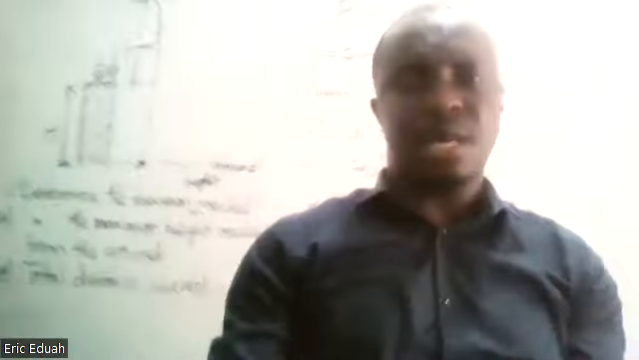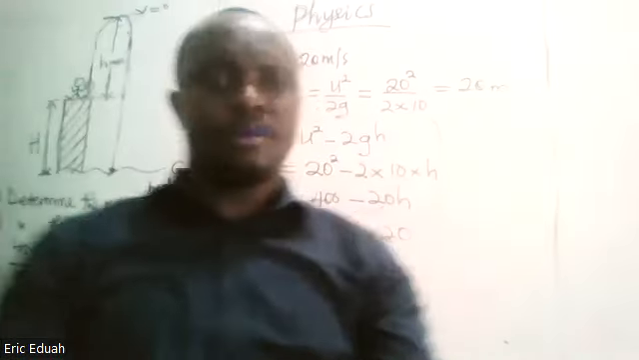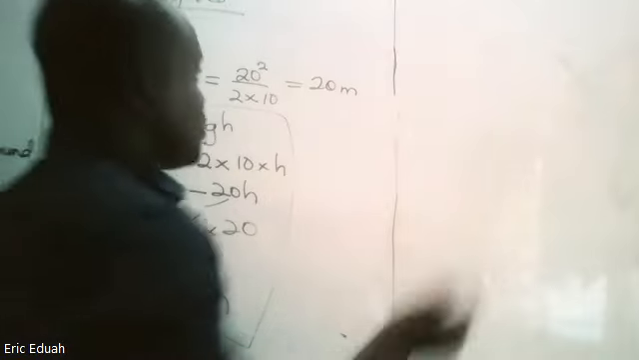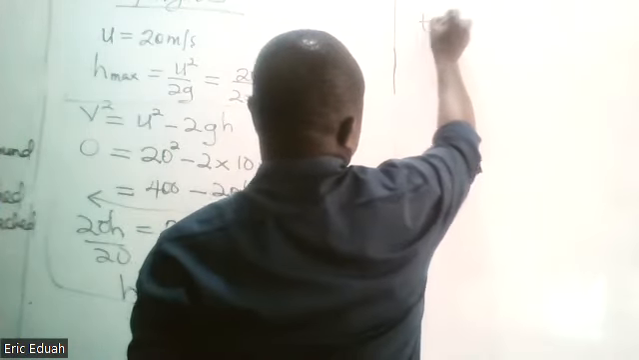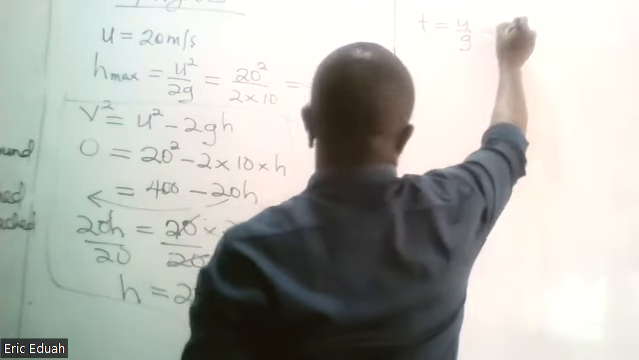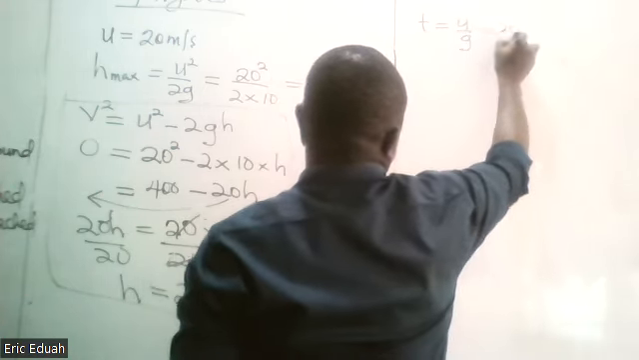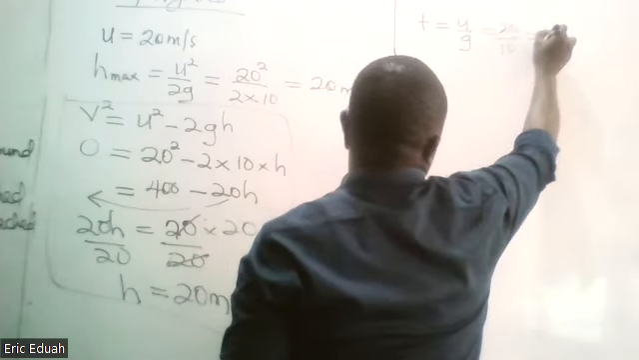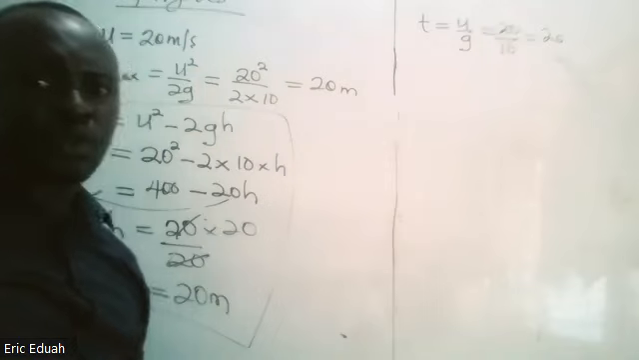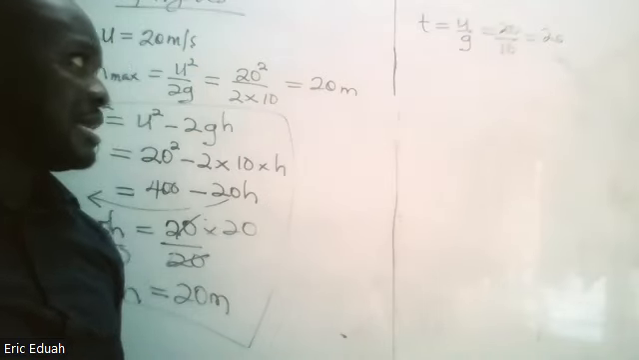The same thing also applies to the time. Instead of using, I want to use this side of the board. So instead of using t is equal to u on g, where u is 20, g is 10, that way t is 2 seconds. The time taken to reach the maximum height is 2 seconds.